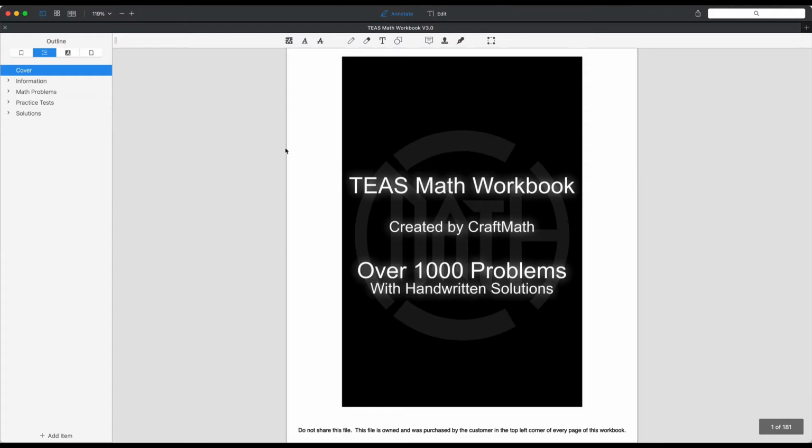And this is the TEAS math workbook. There's a lot of pages to it. A good chunk of it is actually handwritten solutions. Once you purchase it and download it, you have instant access to it. As soon as you pay for it, you can download it.